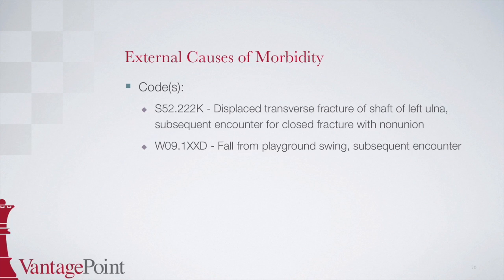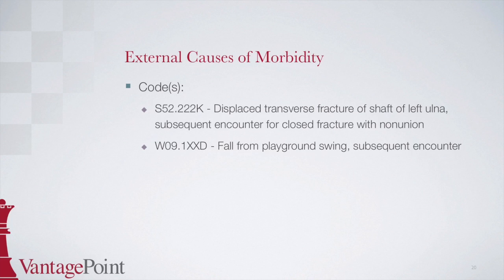The second code is W09.1XXD for fall from playground swing, subsequent encounter, for our external cause of the ulna fracture. To locate this code, go to the index to external causes, and then find falling, and then indented below involving, and then playground equipment, and then swing, which points to W09.1 with a checkbox indicating that more digits are required.